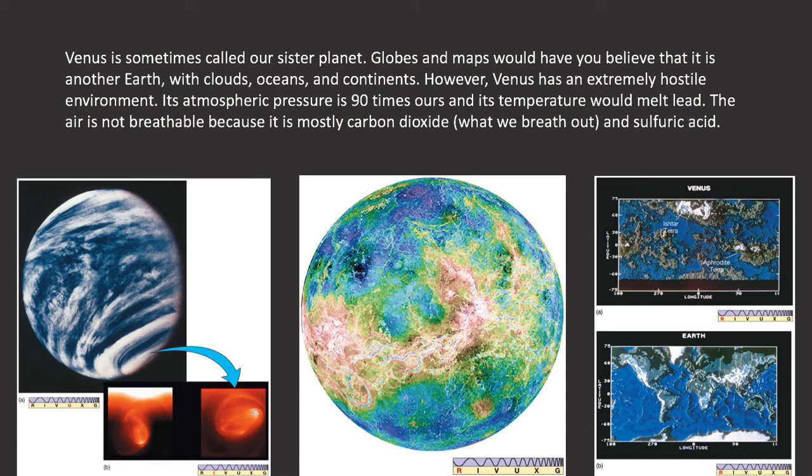But it's not very habitable, not at all. It's extremely hostile. I've already mentioned that its atmospheric pressure is 90 times ours. We couldn't survive that alone. Its temperature is over 700 Kelvin. That's not manageable. And its air is not oxygen and nitrogen like ours is. It's mostly carbon dioxide and sulfuric acid. So we'll get into a little bit more on that in a minute.